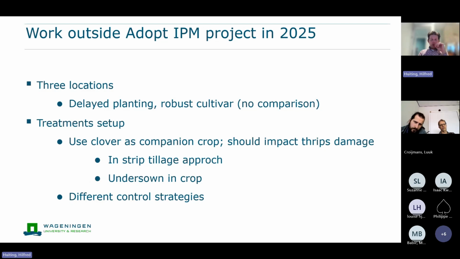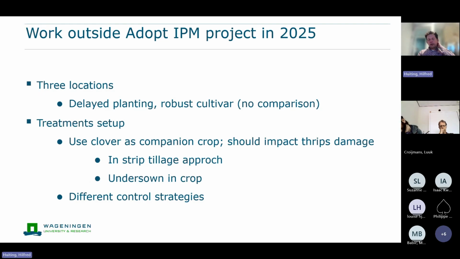Then outside the project, we have a public-private partnership running, in which we also did some work. I'm showing 3 trials that we did last year, and in these trials we already selected the late planting, so late planting and a robust cultivar. So there's no comparison in these trials; it's more or less a given.